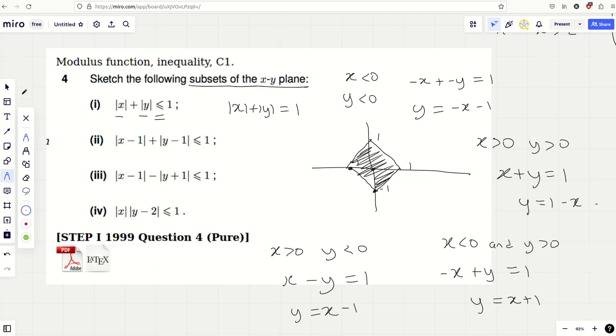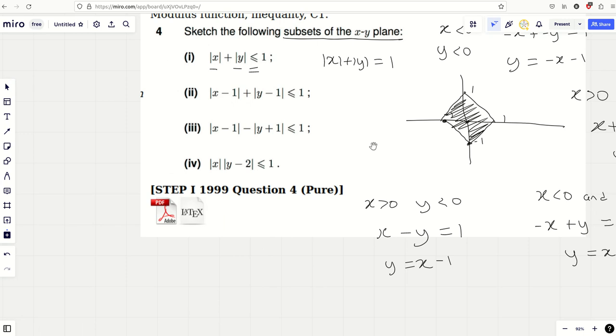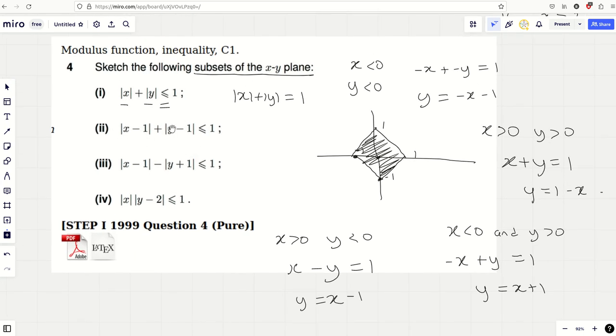Okay, so we've figured it out anyway. We don't need GeoGebra. Just take the equality case. The region should be obvious. Okay, what about this one? Well.